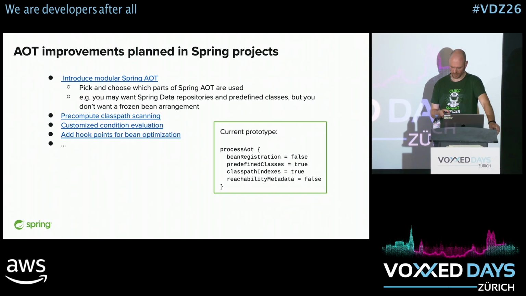This is the current prototype, but it's really a prototype, so you can essentially opt into the stuff you want to have. For example, in this case, we don't want to freeze the bean registration, but we want to predefine classes. We want to create a class path index, but we don't want, this is GraalVM reachability metadata, which is essentially telling GraalVM where reflection is happening, and other dynamic features. Okay, so there is more to come.